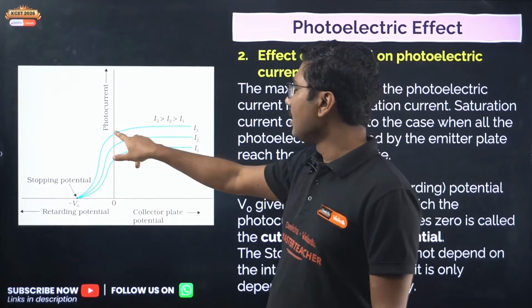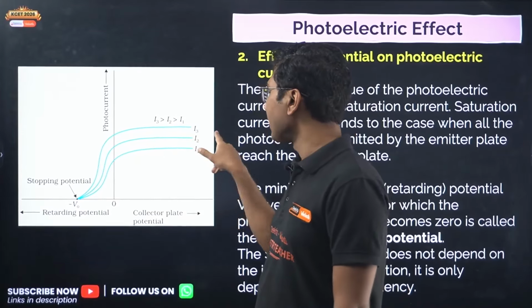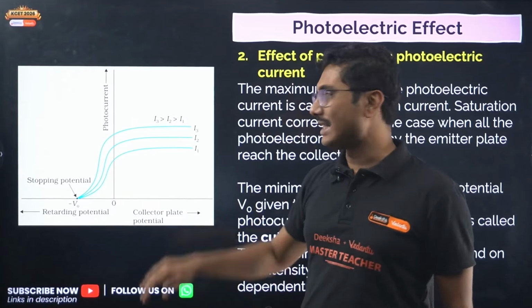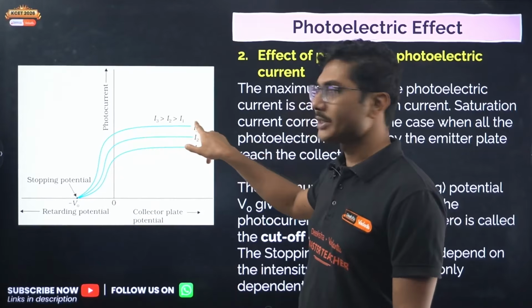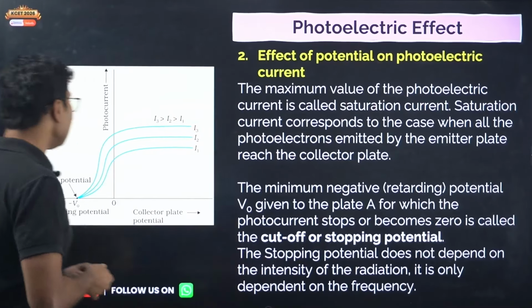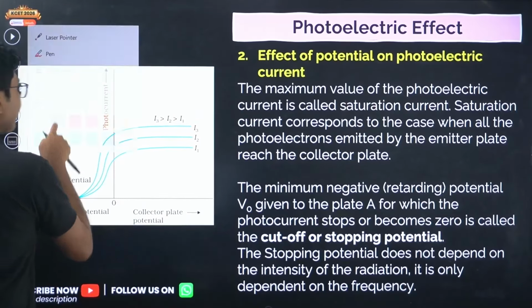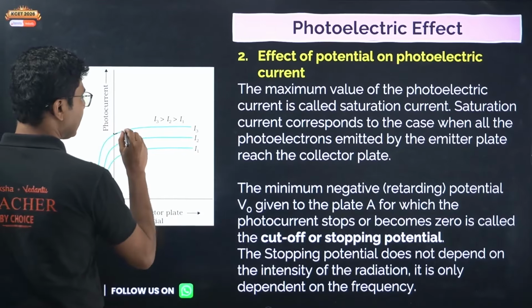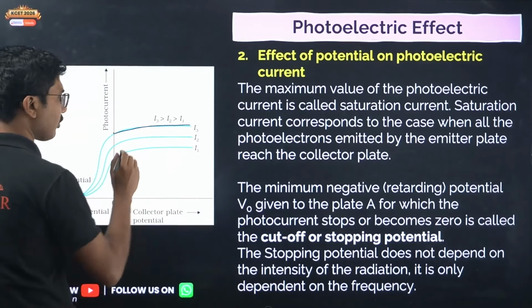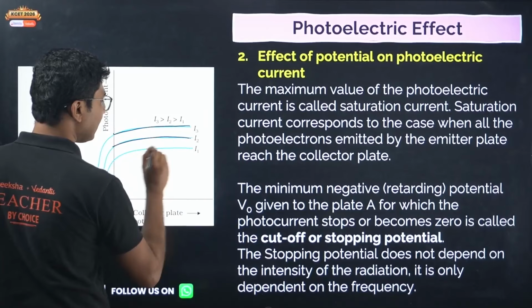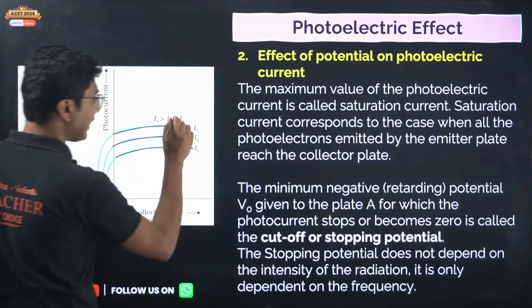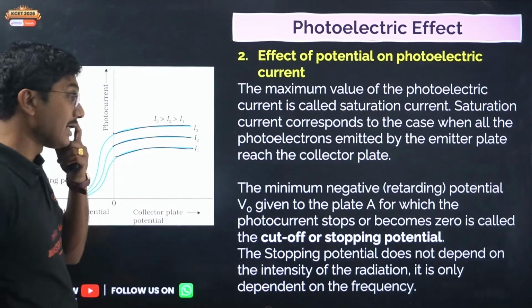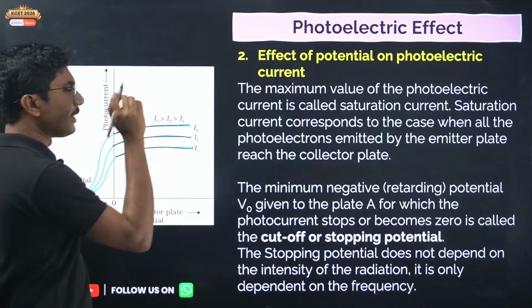So the saturation current, or the maximum current, is proportional to intensity. The higher the intensity, the higher the saturation current. So you can see that here the saturation current is more. For this I3, the saturation current is more. For this, it is slightly less. This is also slightly less. So they all have different intensities: I3 greater than I2 greater than I1.